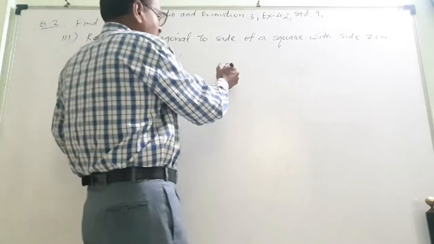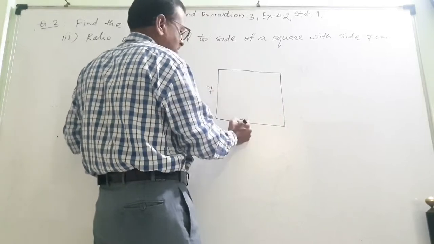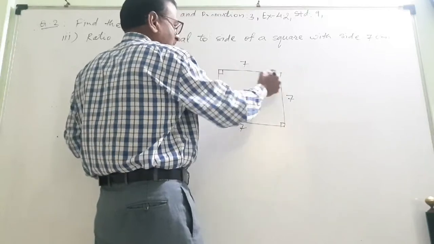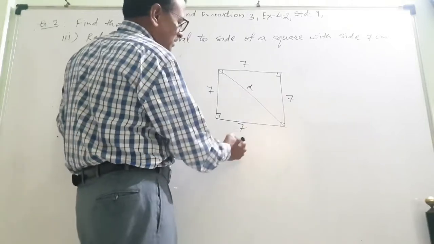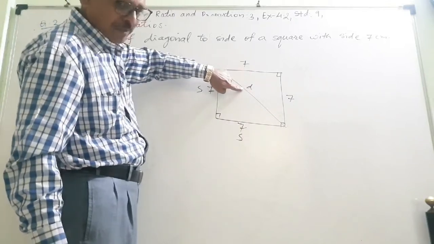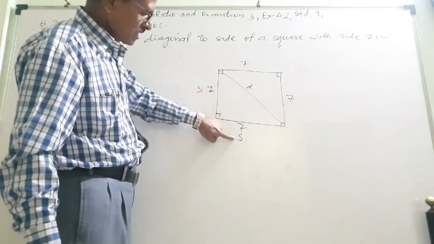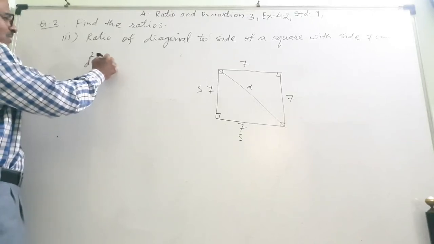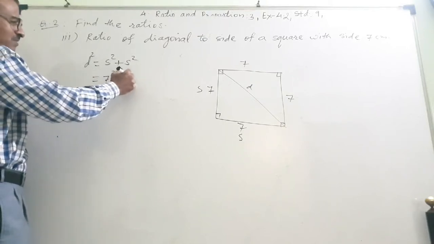So here I will teach you some of the things. This is the square. This is 7, this is 7, this is 7, this is 7, because it is a square and each angle is 90 degree. I want to find the diagonal this. This is D. This is S. This is S. By Pythagoras theorem, this is the hypotenuse in this right angle triangle. D square is equal to S square plus S square, means 2S square. So D square is equal to side square plus side square. That is equal to 7 square plus 7 square.